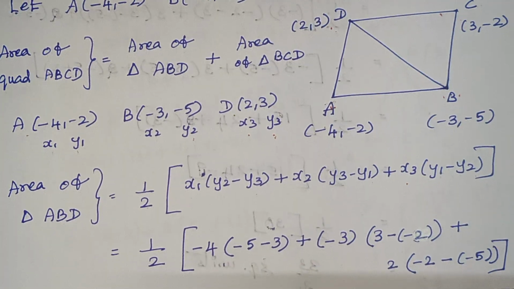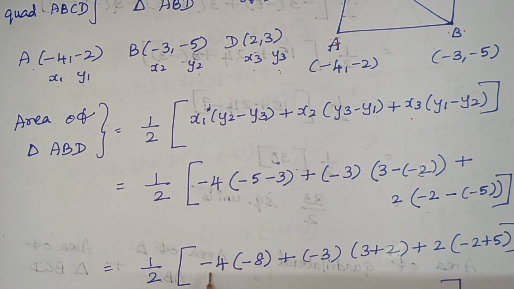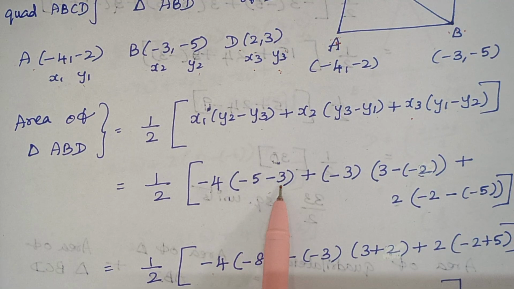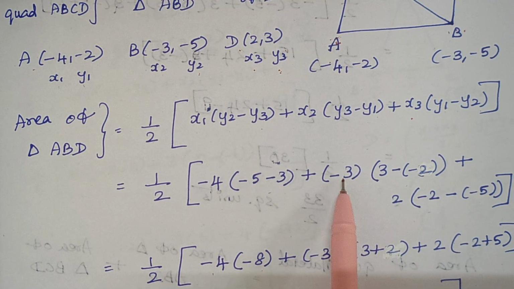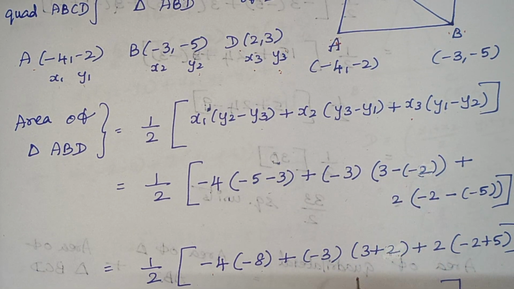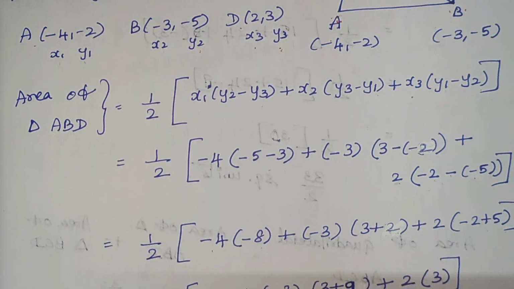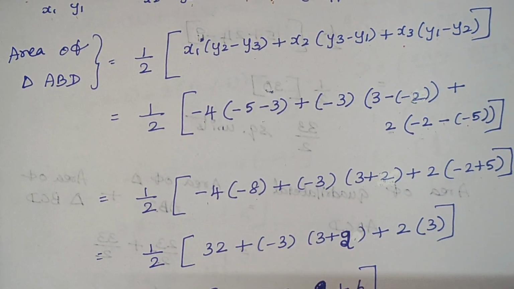Right. So now we are going to simplify. Here you see minus 4, and minus 5 minus 3 gives minus 8. And this minus 3 is written here. Then 3 minus of minus 2: minus of minus becomes plus, so here you have 3 plus 2. Plus 2 into, again, minus 2 minus of minus 5. Here minus of minus becomes plus, so plus 5. So again we are proceeding with the further simplification.